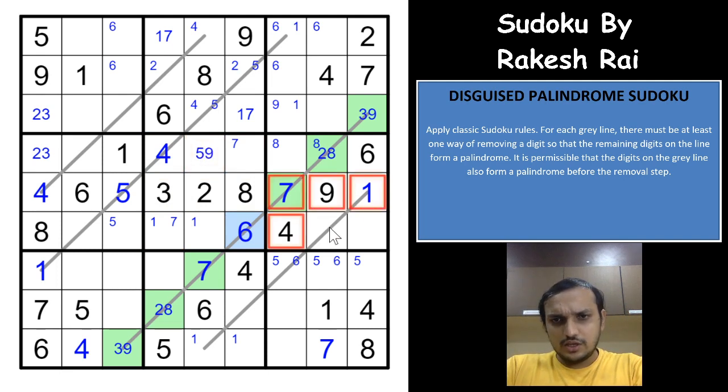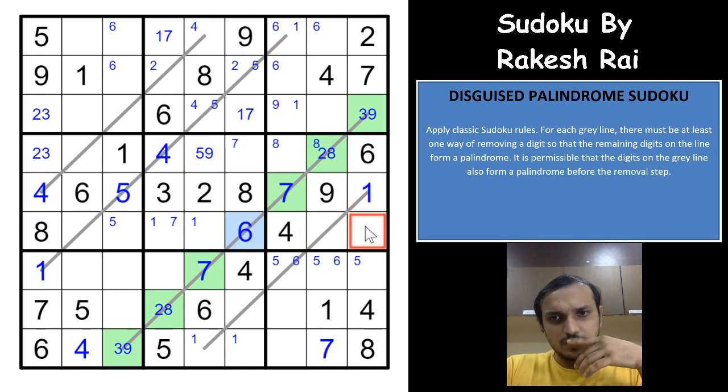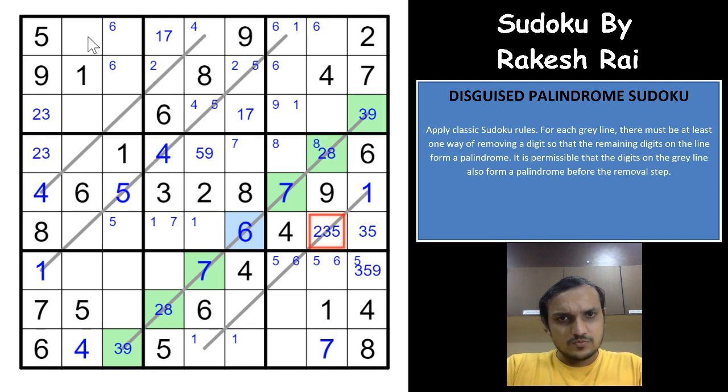So 2, 3, 8 and 5. 2, 3, 5 and 8. 3, 5 and 9. Right? Okay, this cannot be a 9. This is 3, 5. This is 3, 5, 9. 3, 5, 2 and 8. So 8, 2, 3 and 5. 6 cannot be here. 4 cannot be here. 4 would have to be in one of these two cells, right?